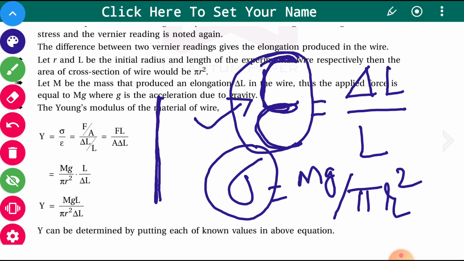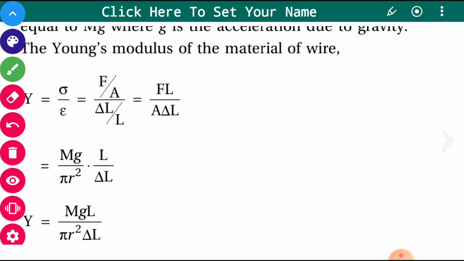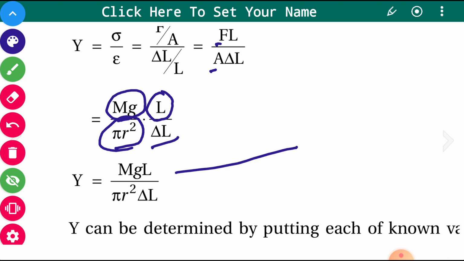So here it is shown sigma upon epsilon, that is F upon A upon delta L upon L, that is FL upon A delta L, will give you Young's modulus. Instead of F, we know that if there is mass m, then F is equal to mg, so instead of F it is written as mg. L is the original length of the wire, pi r square is the cross-sectional area A, delta L is the change in length. If you simplify from different observations experimentally obtained, then Y, that is Young's modulus, can be determined.